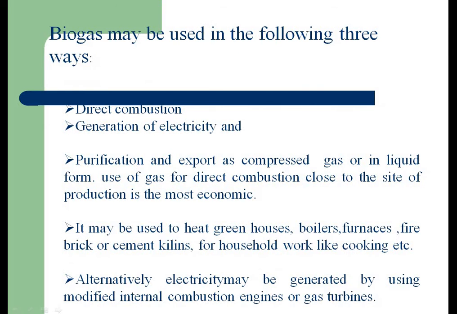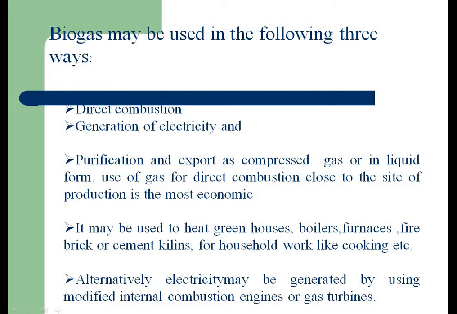non-septic conditions. So you use the biogas in three ways: direct combustion, generation of electricity, and purification and export as compressed gas or in liquid form. Use of gas for direct combustion close to the site of production is the most economic. This may be used to heat greenhouses, boilers, furnaces, fire brick or cement kilns, and for household work like cooking.